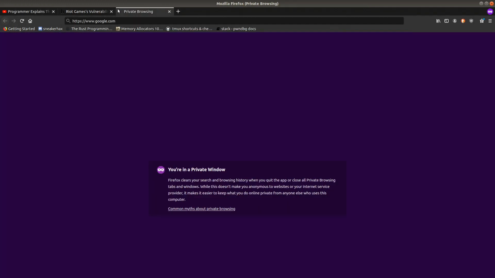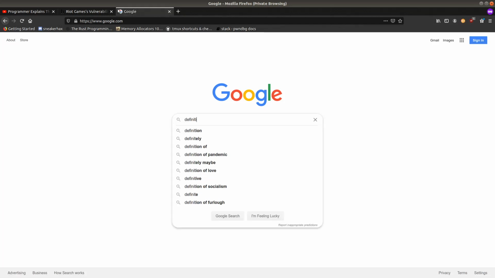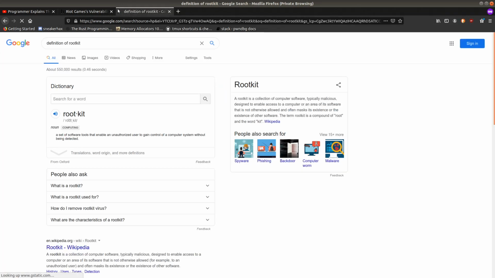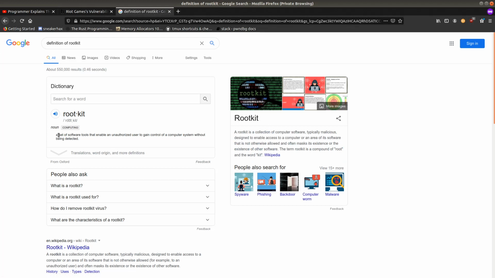So let's go to Google and look up the definition of rootkit. Rootkit: a set of software tools that enable an unauthorized user to gain control of a computer system without being detected. It's a type of malware. The key thing here is an unauthorized user gaining control of a computer system without being detected. By definition, Vanguard is not a rootkit because it's not unauthorized. It's officially signed by Riot Games, and it's officially signed by Microsoft as a kernel driver.